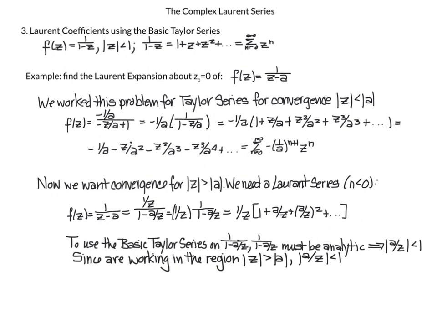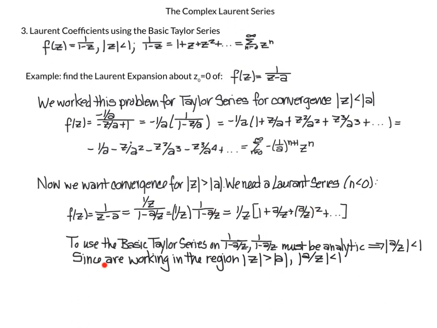So one more note that's very important. To use the basic Taylor series on 1 over 1 minus a over z, the function 1 over 1 minus a over z must be analytic. That is, the absolute value of a over z must be less than 1, right? Because we're using this basic Taylor series expansion, which depends on the absolute value of z being less than 1. Here we're substituting a over z for z, so that translates to absolute value of a over z must be less than 1. So that, again, we can plug in and use the basic Taylor series, which we did right here.